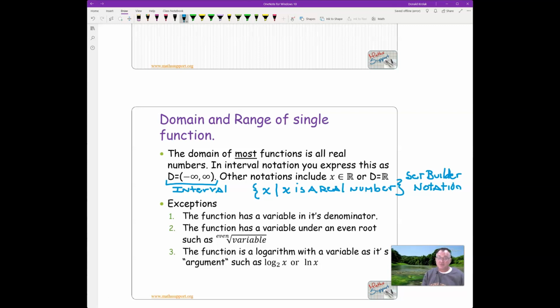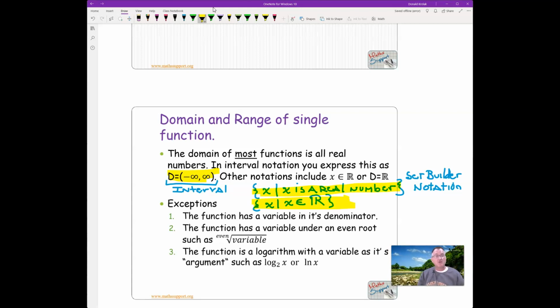Set builder notation could also look like this: the set of all x's such that x is an element, this weird looking E, of real numbers. That's the symbol for real numbers. And then fancy parentheses. All of these things mean the same thing, three different ways of saying the same thing.